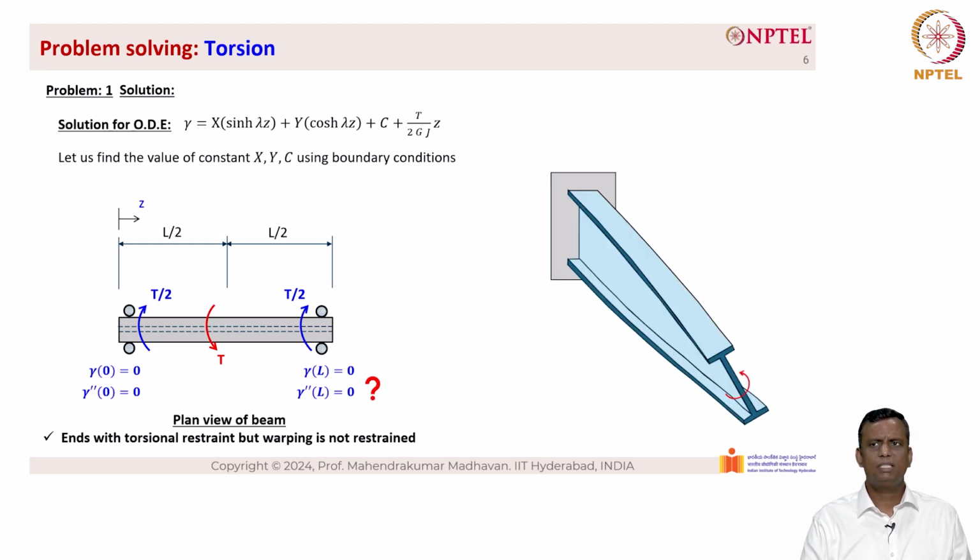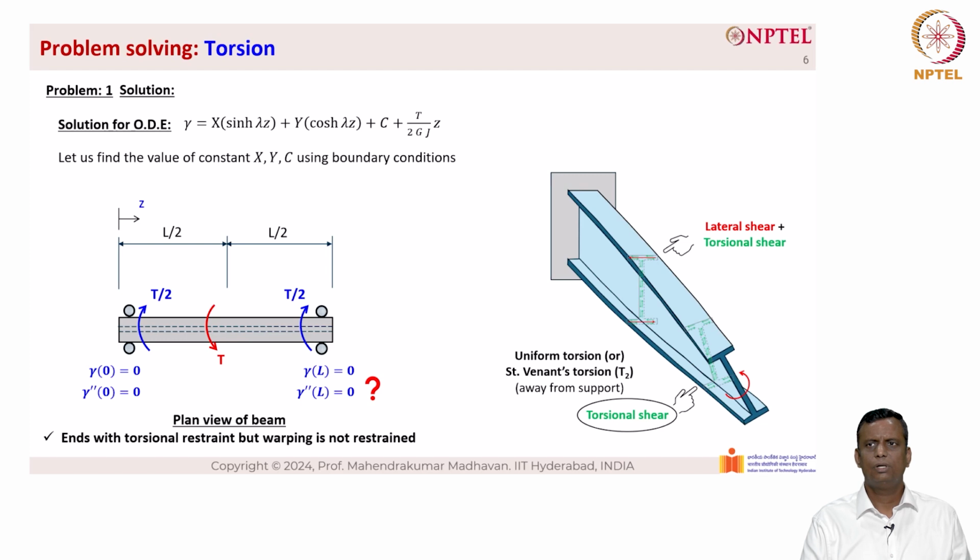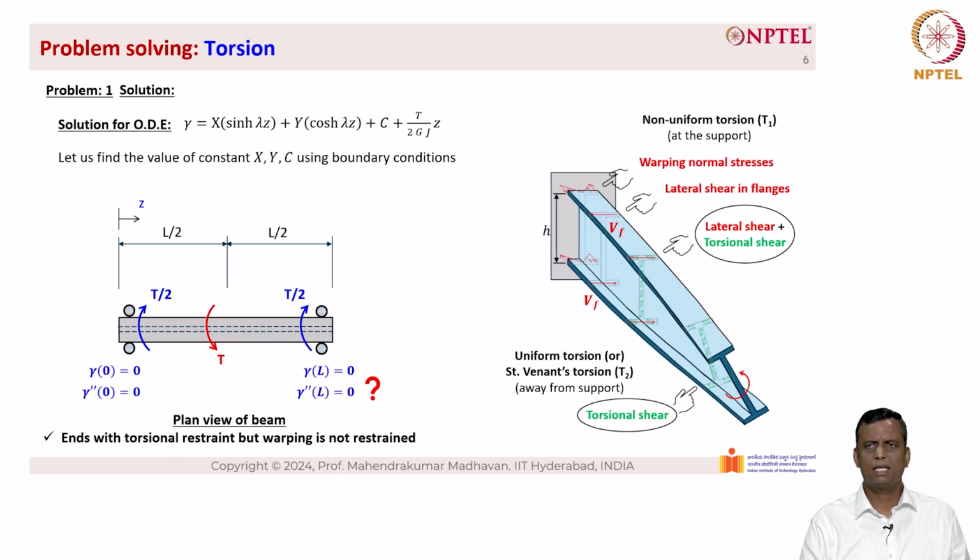So if you look at a cantilever, which is fixed on one side and free on the other side, and a torque is applied on the free end, we can see that the resistance offered to the torque is basically a uniform torsion or a torsional shear that is happening at the free end, and this is called Saint-Venant's torsion as well, and this is happening away from the support. Now in between the supports you have lateral shear plus torsional shear actually providing resistance to the applied torque, and at the fixed support non-uniform torsion happens, where there are warping normal stresses taking place as well as lateral shear in the flanges.